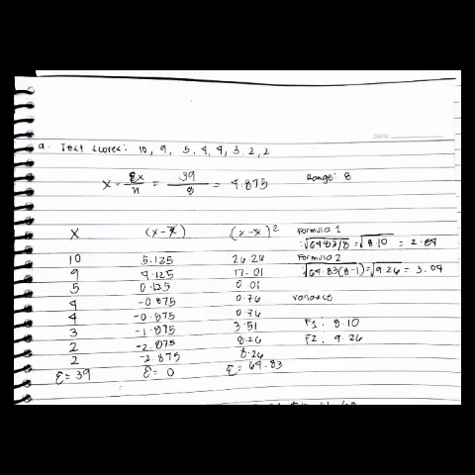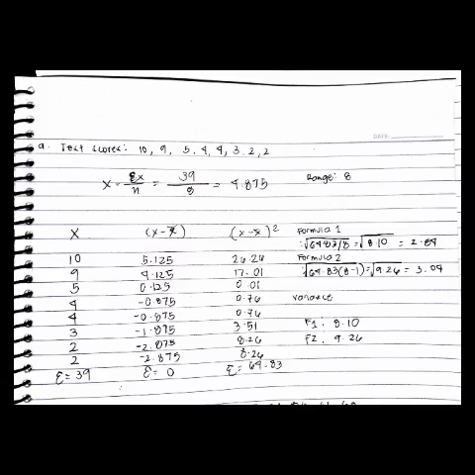So here is an example. Number 9, test scores are 10, 9, 5, 4, 4, 3, and 2, 2. As you can see, we use this formula to solve the standard deviation of this problem. The number of scores is 8.